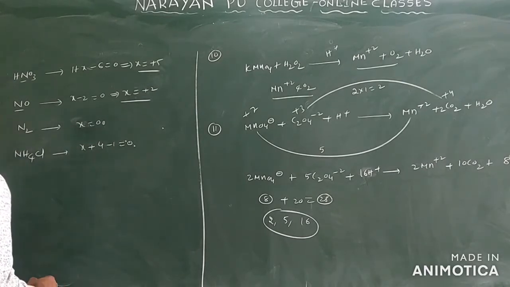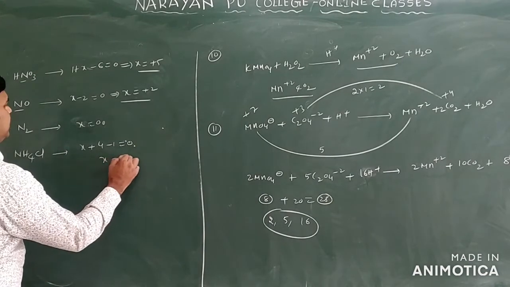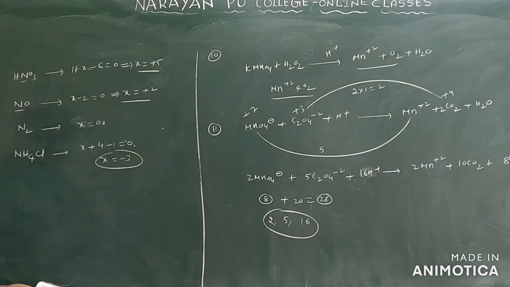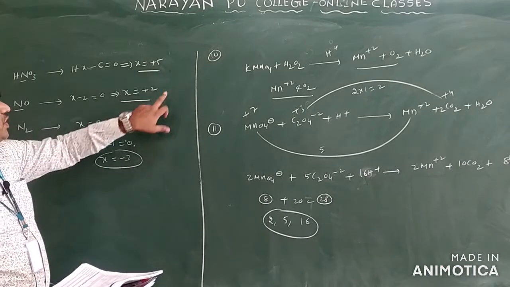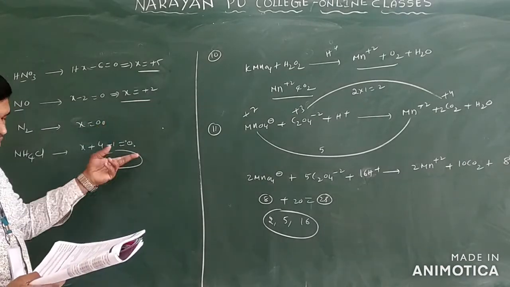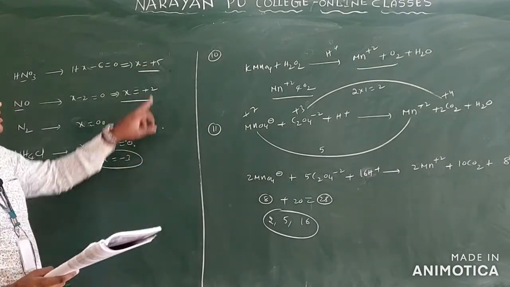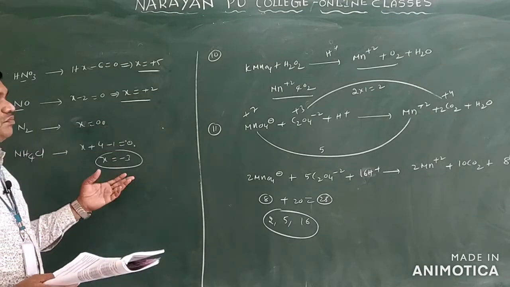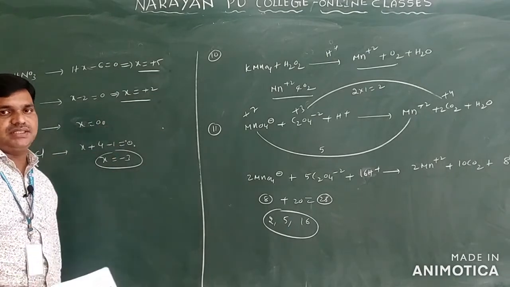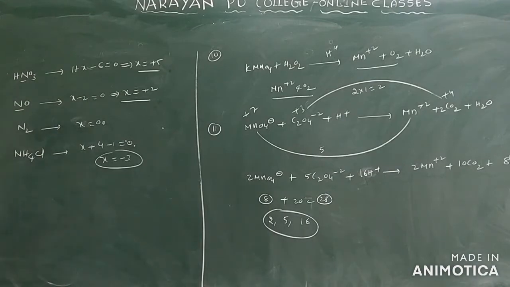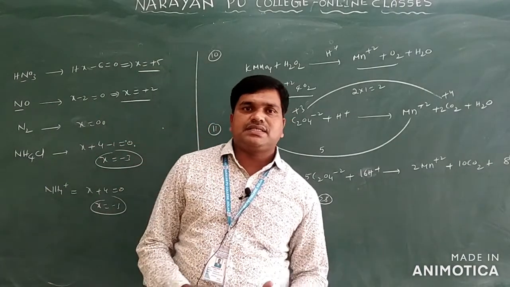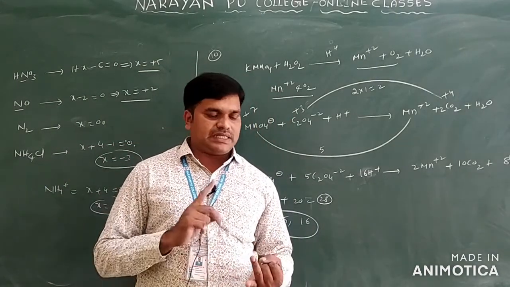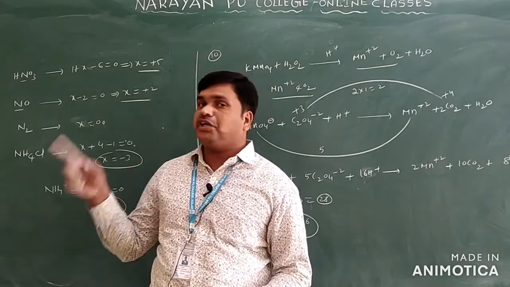Then what do you get here? x equals minus 3 only. So you can see the answer: plus 5, plus 2, 0 and minus 3. Can you say it is in decreasing order? Highest to lowest: plus 5, plus 2, 0 and minus 3. So what is the answer you will take? Option 1 is the right answer. So redox reactions are completely done: exercise level 1, exercise level 2 and previous NEET questions completed.